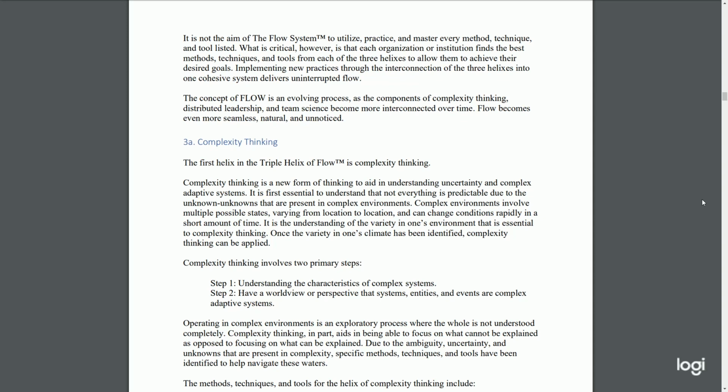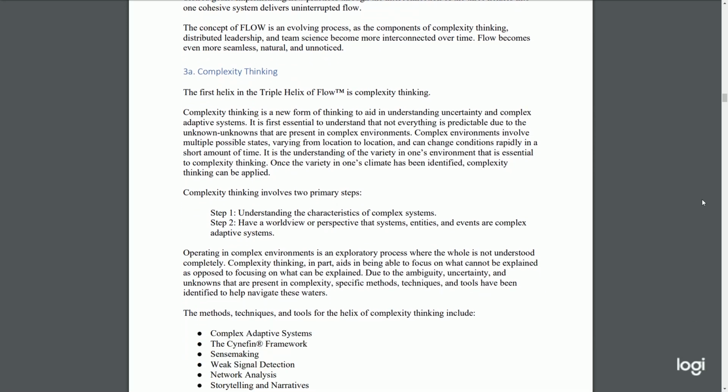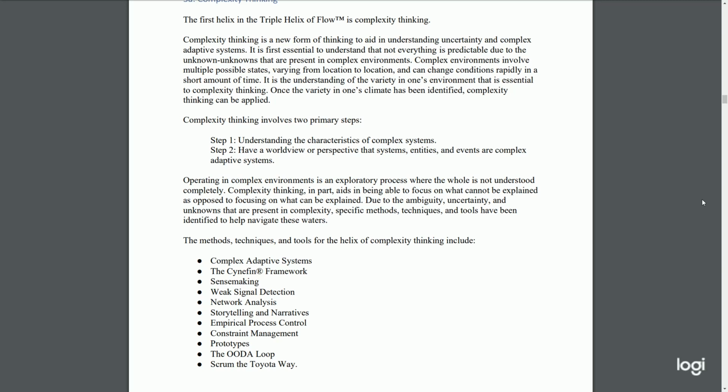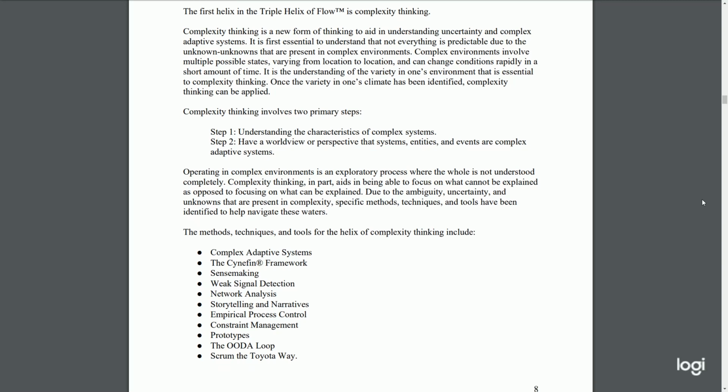The methods, techniques, and tools for the helix of complexity thinking include complex adaptive systems, the Cynefin Framework, Sensemaking, weak signal detection, network analysis, storytelling and narratives, empirical process control, constraint management, prototypes, the OODA Loop, Scrum, the Toyota Way.